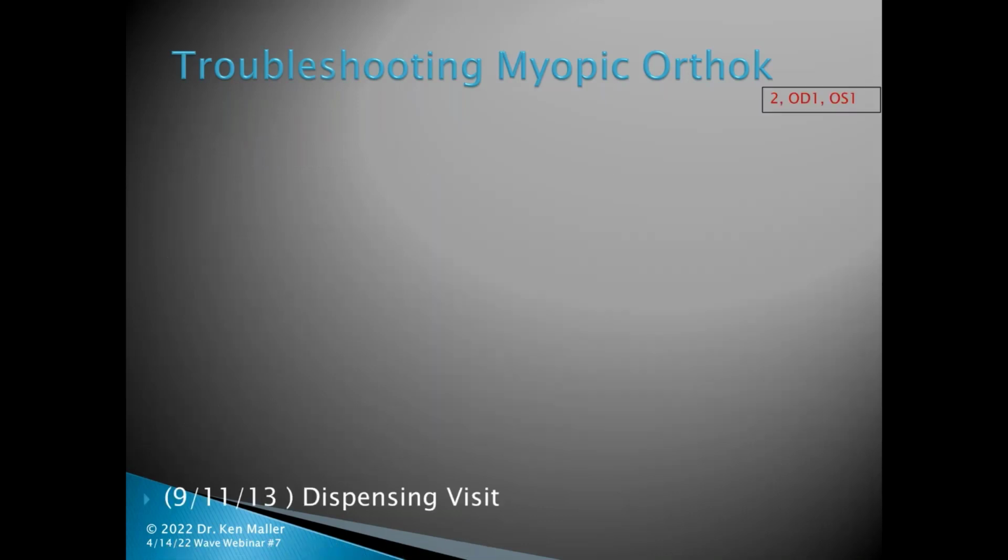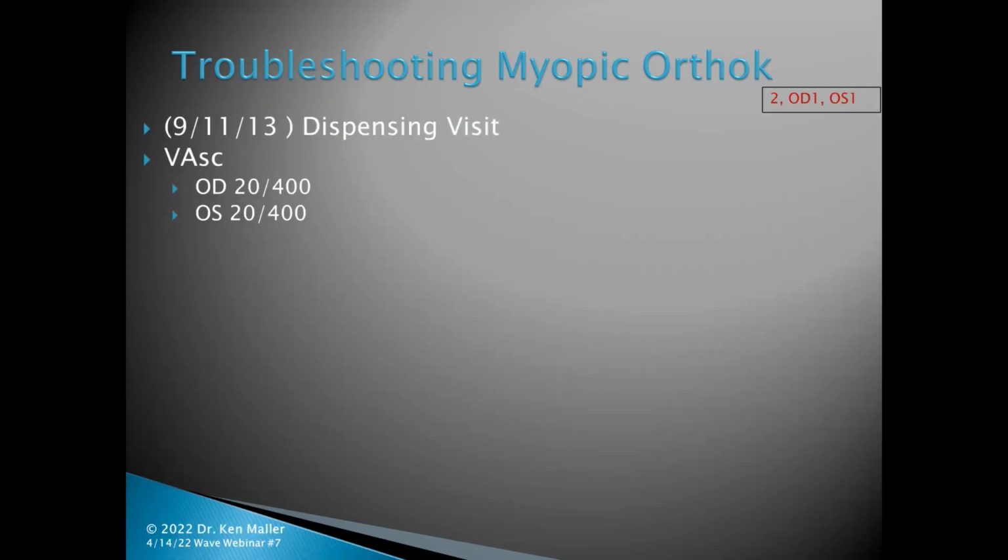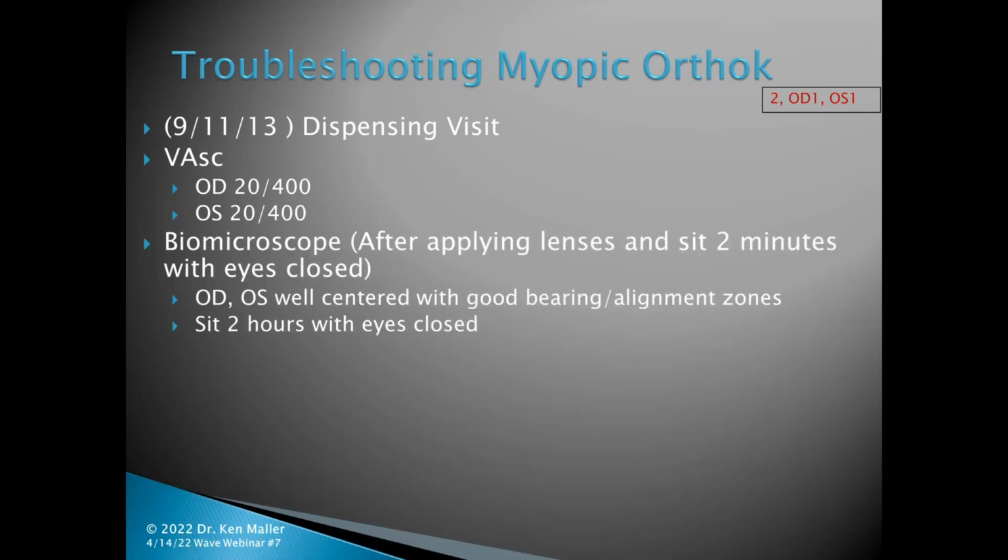Moving on, the second visit, this was my dispensing visit. Uncorrected acuity was 20/400. I placed the lenses on, and my protocol is a little bit different than is generally done throughout the industry. I apply the lenses, have them sit with their eyes closed in the chair for about 2 minutes, just gently closed. And then I will guide them into the biomicroscope so I can see what the lens looks like as soon as I open the lids.